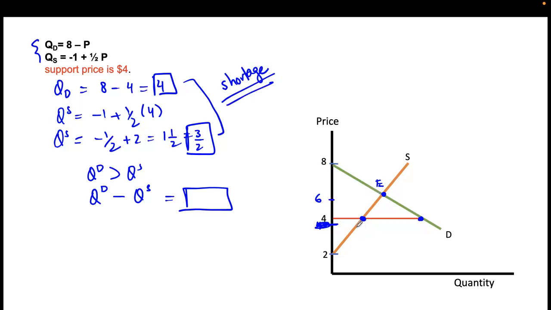On the diagram, at the price of 4, you can see quantity demanded is much higher than quantity supplied. Demand is the overall relationship, but quantity demanded is the specific amount that we're willing to buy at a specific price.